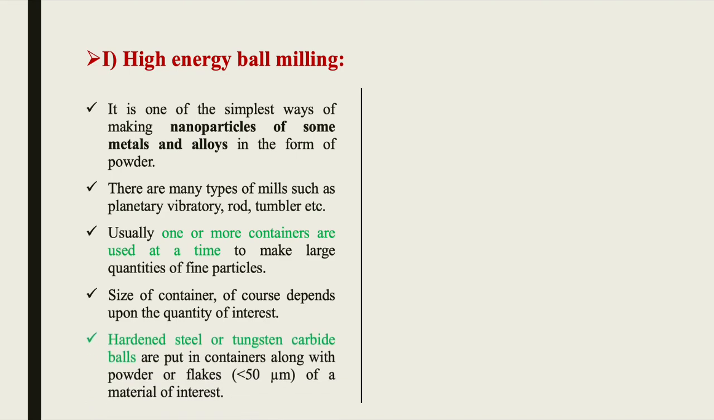Fifth point is that hardened steel or tungsten carbide balls are put in containers along with powder or flakes that can be less than 50 micrometer of a material of interest. These two types of material can be used to synthesize nanomaterials. These are generally balls with very high tensile strength, and this material can crush any kind of material and make it into powder or flakes form.